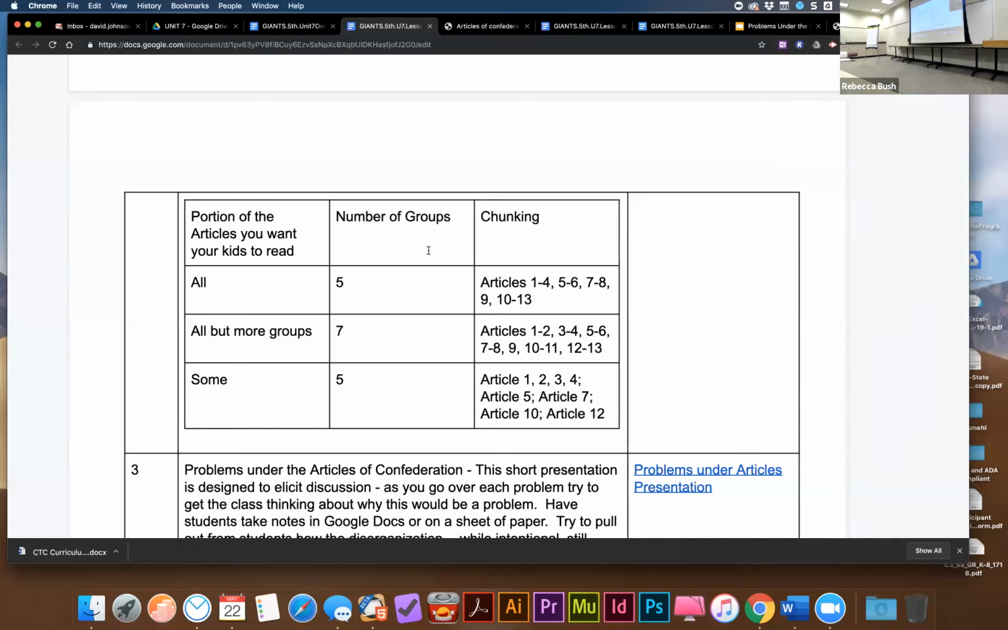If you want even smaller groups than that, then you can chunk it out into 7 groups, which would be roughly 3-4 kids in a group, in a classroom full of 30, and you can chunk it out that way.